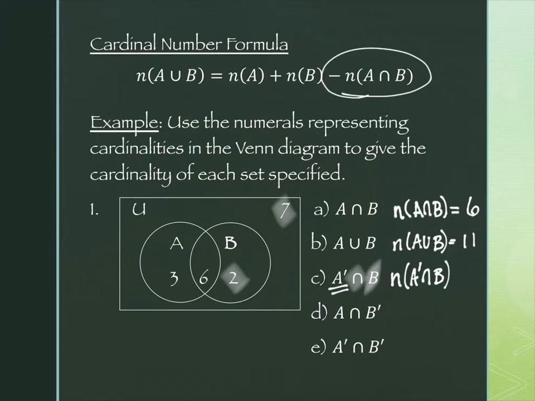Okay, so the items that are in B are 2 and 6. That's true. So let me actually shade that a different color. 2 and 6 are the items that are in B. But I want the intersection of those. So that would simply be the number 2.